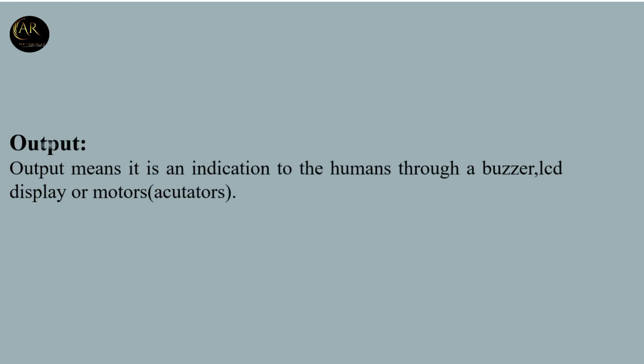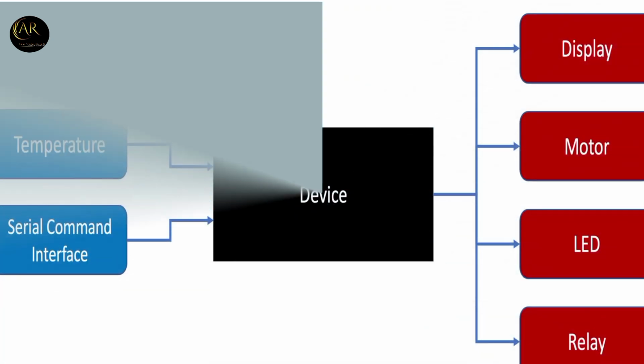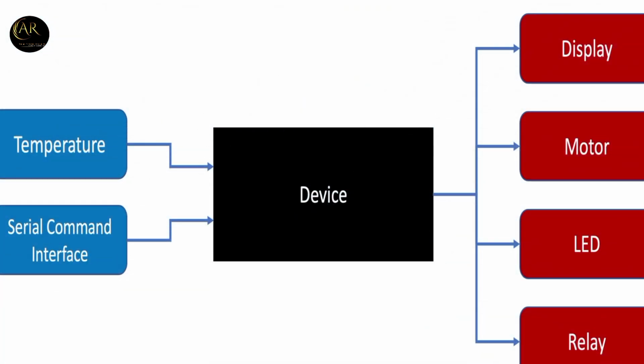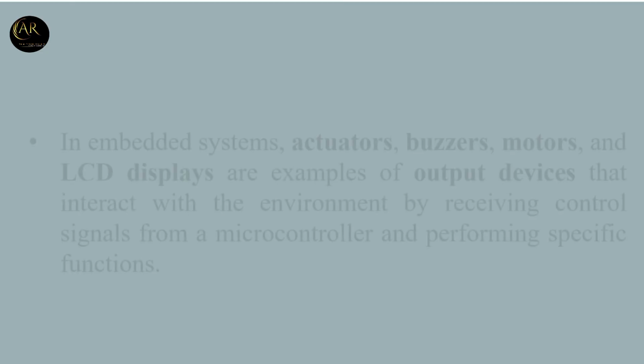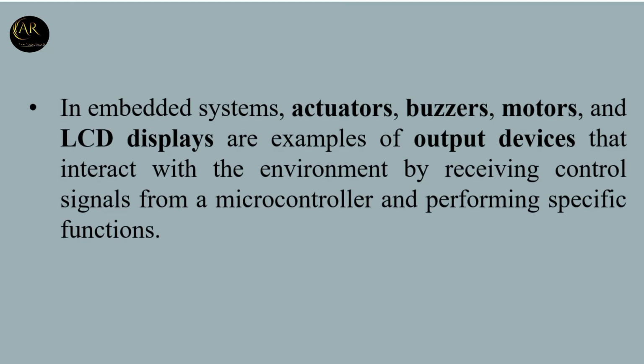In the next slide we will see what output is. Output is an indication to humans. Whatever changes occur at the input are shown on the output side by using a buzzer, motor, LCD display, LED or anything. If you are using a temperature sensor on the input side and the temperature is high, on the output side the LCD display shows that the temperature is high or the buzzer will turn on.